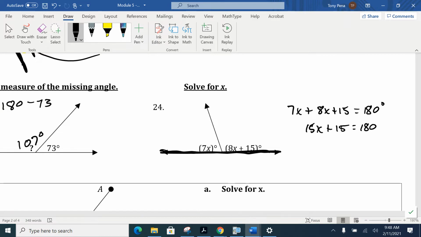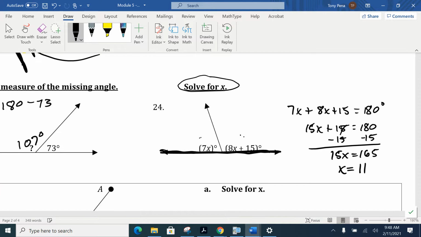Just go through the algebra here again, continue to solve this. So then our 15x equals 165. Divide by 15. X is 11. That's all I am asking for here. But again, I could very easily ask you for either one of these two angles. Okay, so just make sure you're answering the question.